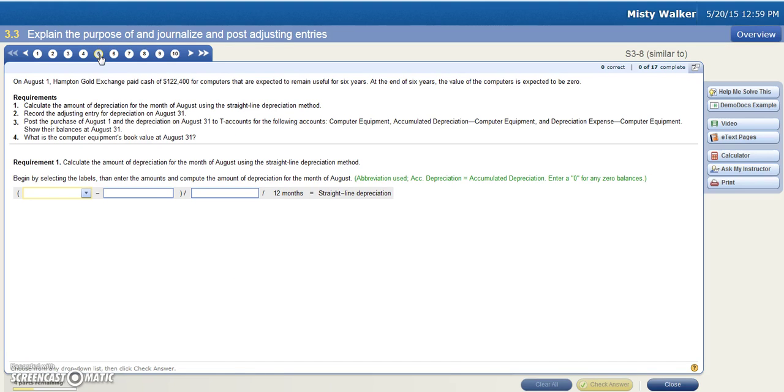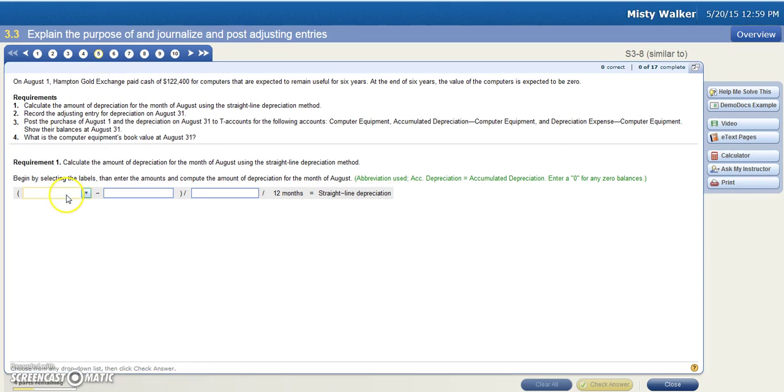And this is having me basically calculate the depreciation on my computers. I'm going to have to adjust for depreciation, however frequently I am closing my books, whether that's monthly or whether that's quarterly or whether that's annually. So it says on August 1st, I paid cash $122,400 for computers, expected to remain useful for 6 years. And at the end of those 6 years, the value of the computers is expected to be 0. So it asked me to first calculate the amount of depreciation for the month of August using straight line.